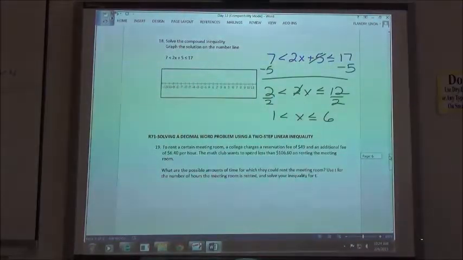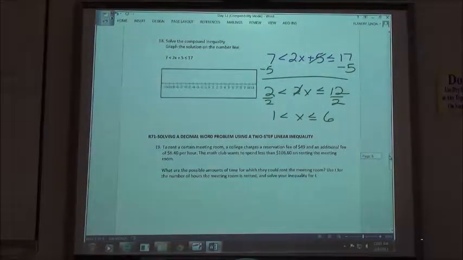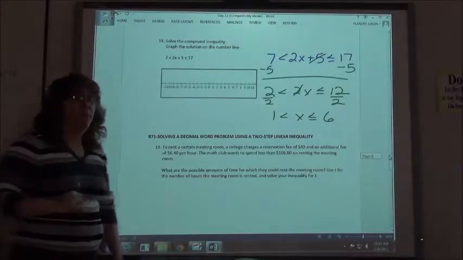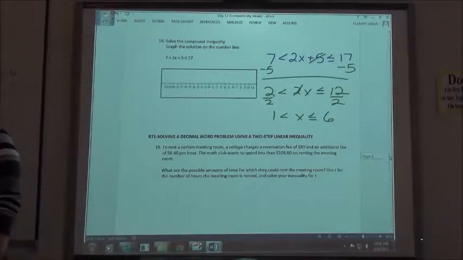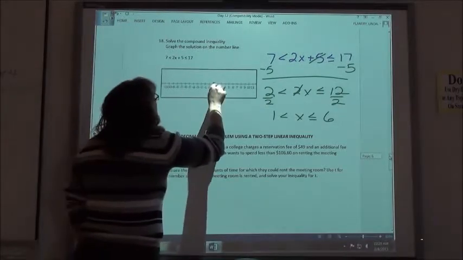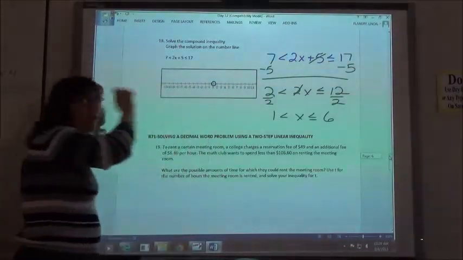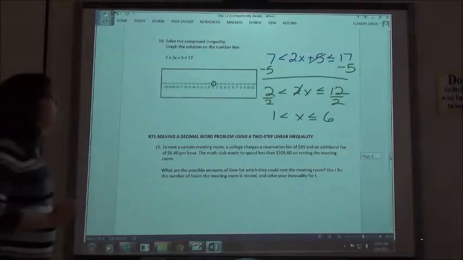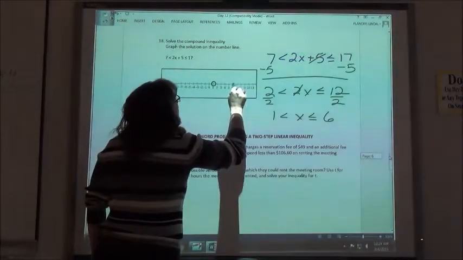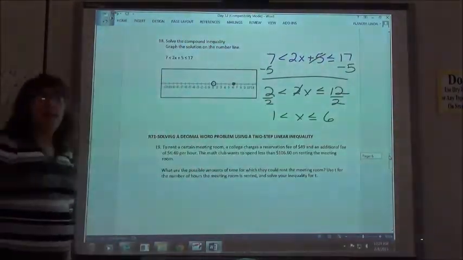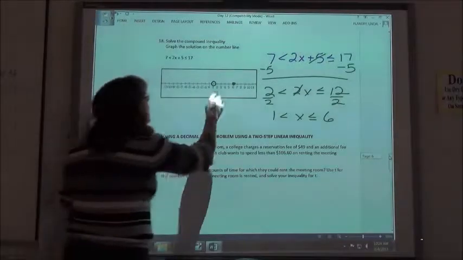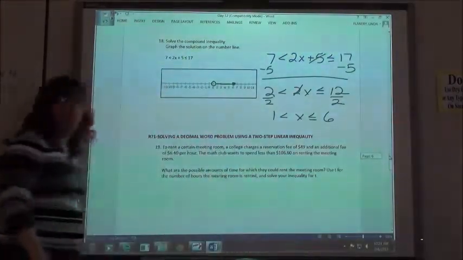So on the 1, what kind of end mark do I have? What kind of end mark do I put on the 1? The open circle, because I'm not equal to the 1, so I put an open circle on that one. On the 6, filled in circle. And where am I going to shade? In between those 2 dots, because x is in the middle of the 1 and the 6.